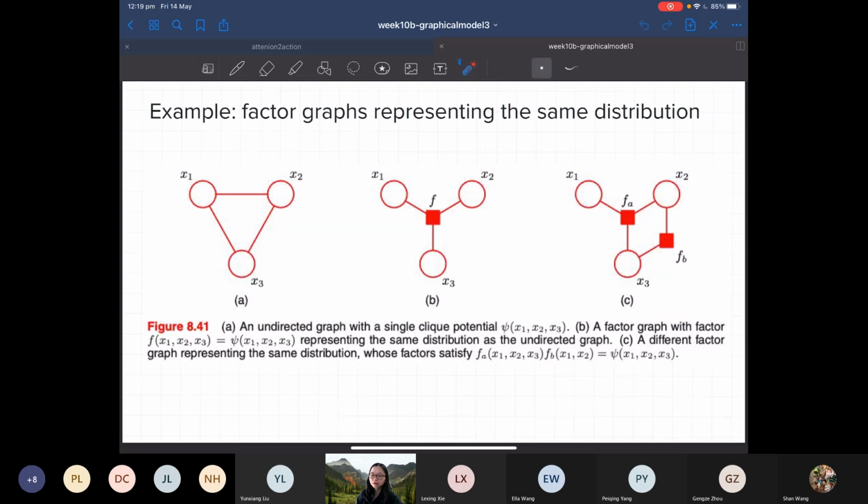And if we represent this undirected graph using MRFs, the phi terms, or the potential functions, are unique, right? And the product of these two is equivalent to the potential function term.